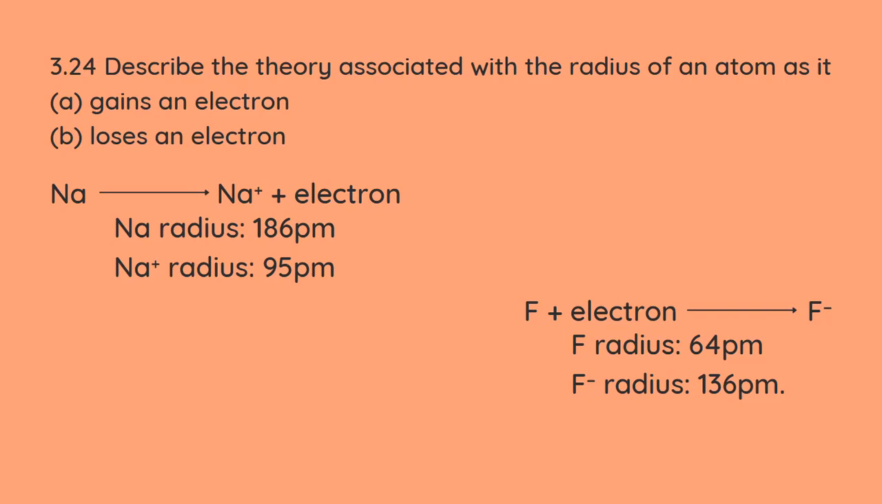On the other hand, when it gains an electron, it leads to the formation of an anion, and the ionic radius increases. This is because the nuclear charge stays the same, but the number of electrons increases. There's going to be some amount of repulsion between the electrons, and this leads to an increase in the ionic radius. To understand this in detail, do check out the video that we had where we discussed the ionic radius.